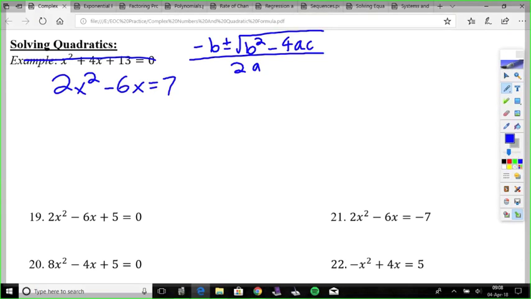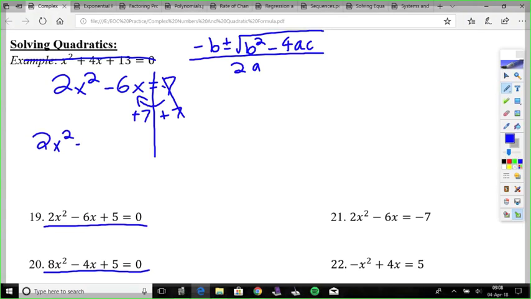So the first thing is we need this to be set up with all 3 terms on one side and 0 on the other, kind of like you see in examples 19 and 20, how all 3 terms are on the left and 0 is on the right. We're going to do that here. So let's move the 7 over. Now since it's negative 7, we'll add 7 to both sides to move it. So this turns this problem into 2x squared minus 6x plus 7 equal to 0.